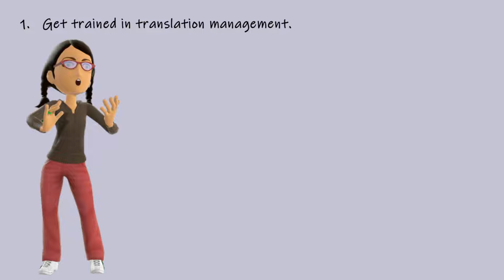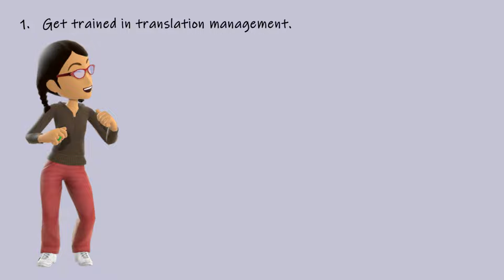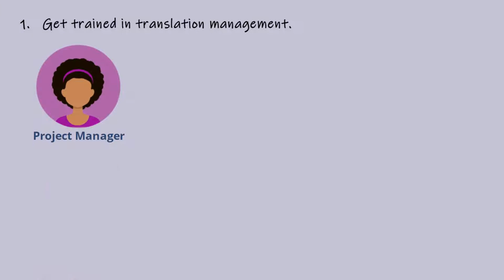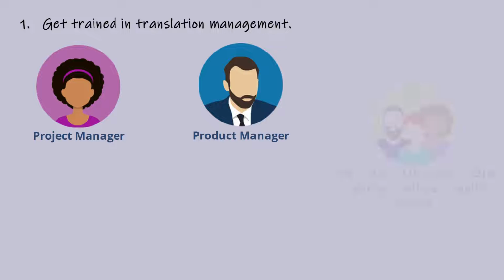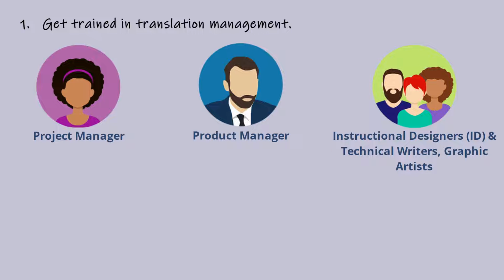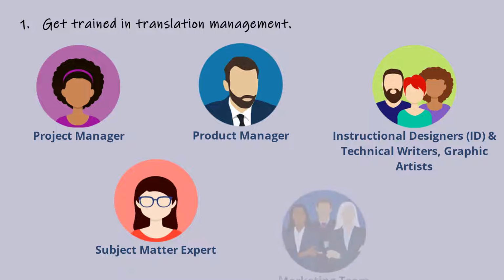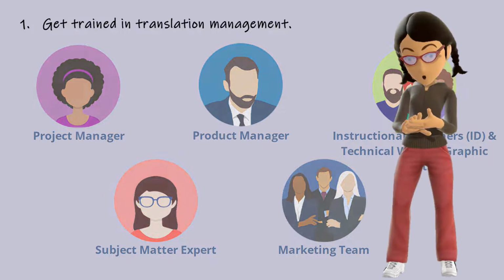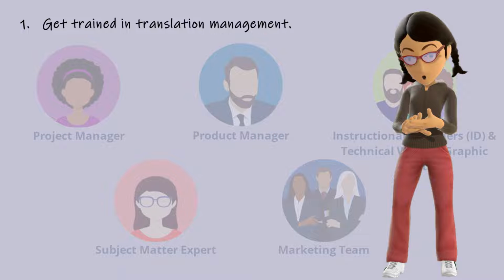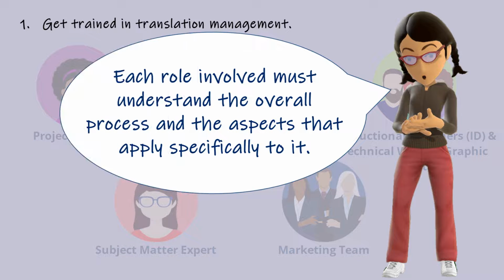Starting with step 1, what does it mean to get trained in translation management? Anyone who is involved in a translation project must understand the basics. These roles include the project manager, product manager, instructional designers, technical writers, graphic artists, subject matter experts, and marketing team. Every project will not contain all these roles, but to ensure success, each role involved must understand the overall process and the aspects that apply specifically to it.